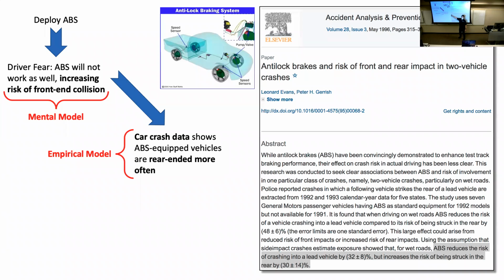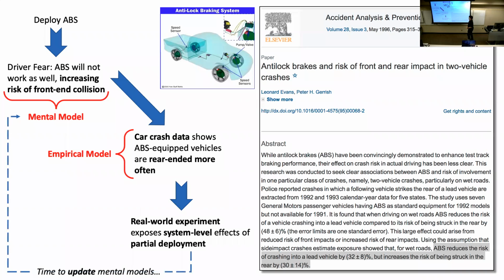But when you look at the data, the cars with the ABS were not in the front-end collisions, they were in rear-end collisions. They were getting hit. And so it turns out that what was actually happening was that these cars with ABS were stopping much faster than the cars without ABS because they could brake better than the human drivers. And so this was an example of what the real problem was, that in order for ABS to actually be safer, everybody had to be using it.